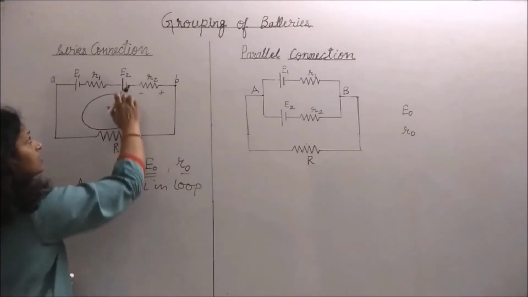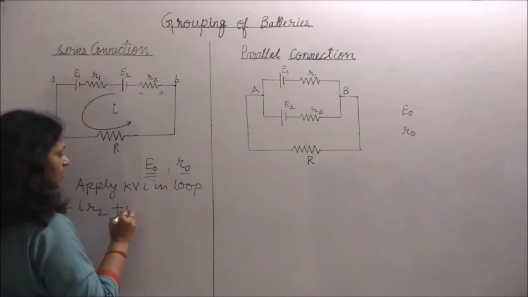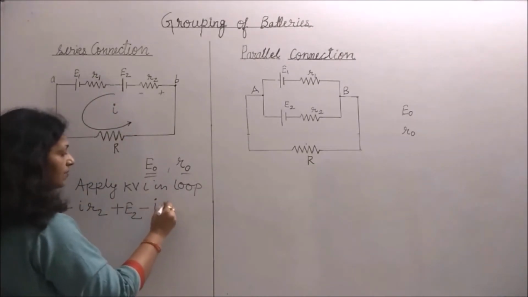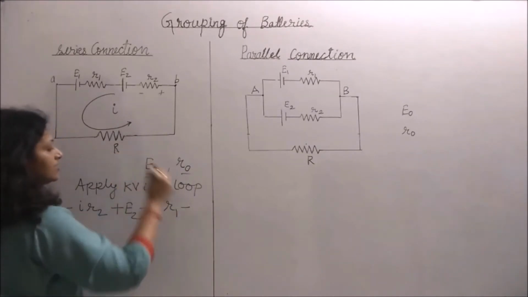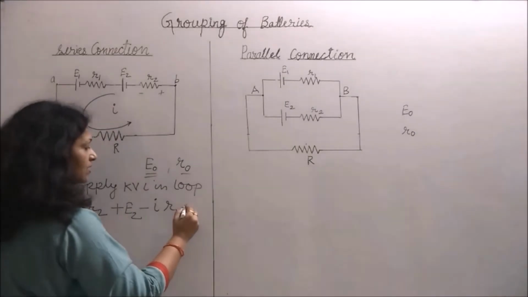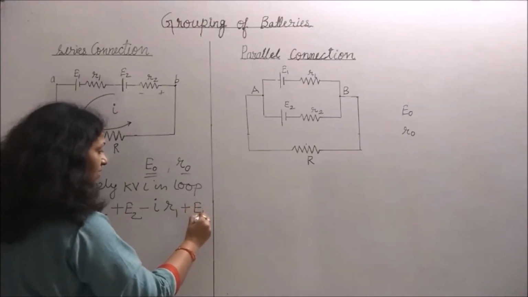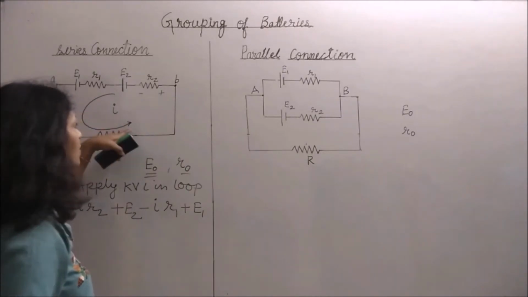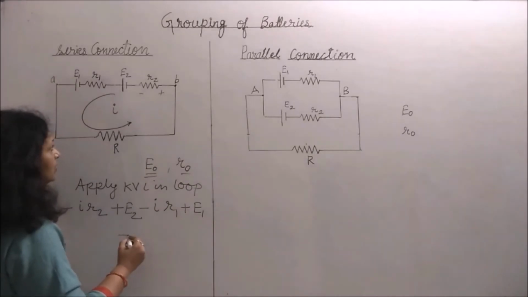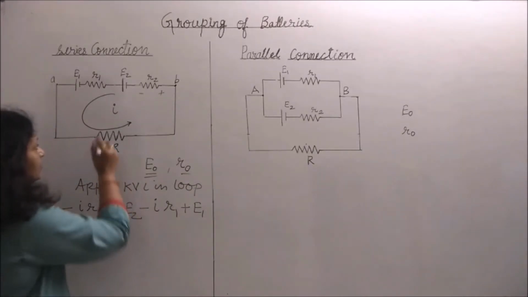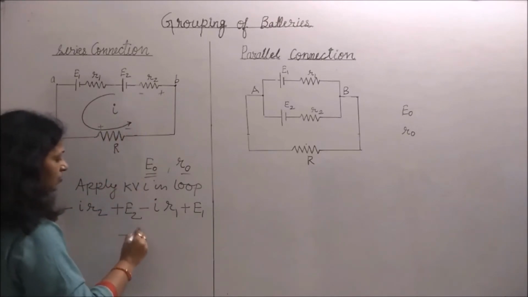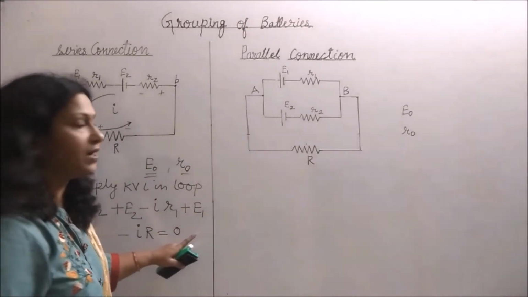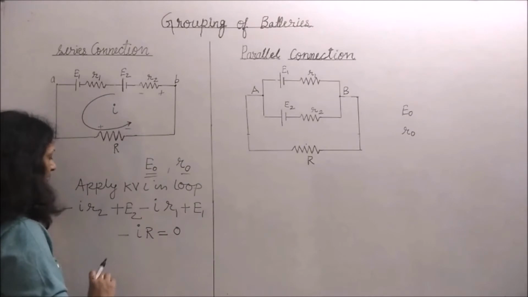Take negative sign. Minus I R2, here minus to plus. We are moving towards positive terminal of battery. So plus E2 will come. Then again moving in the direction of current, that is minus I multiplied by R1. Then again we are moving towards positive terminal of battery, that is plus E1. Now we come to this external resistance. Here again we are moving in the direction of current. So here also there will come minus I multiplied by R is equals to 0. So this would be our equation we got by applying KVL.